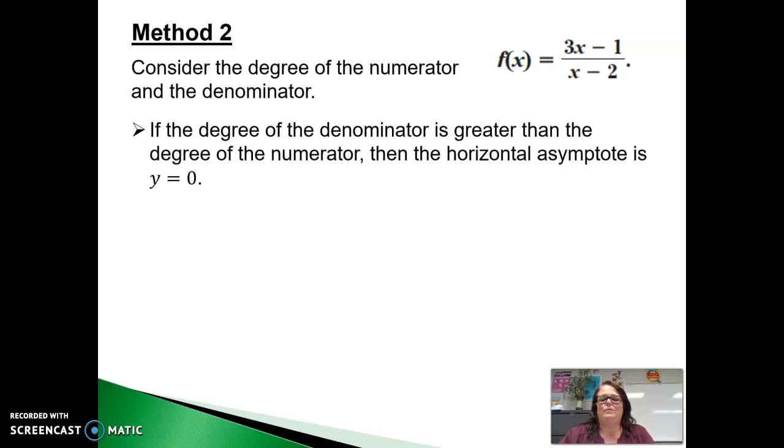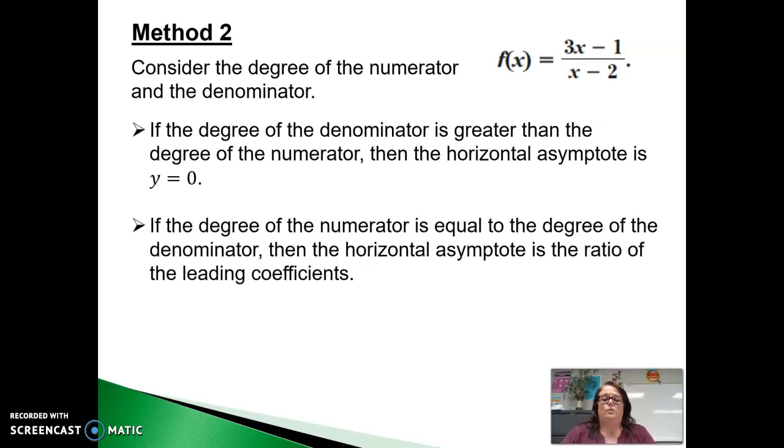So if the degree in the denominator is the greater one, greater than the degree of the numerator, then that means that my denominator is getting bigger way faster than the numerator, and anything with a bigger x in the denominator goes to 0. So the horizontal asymptote is y is equal to 0.